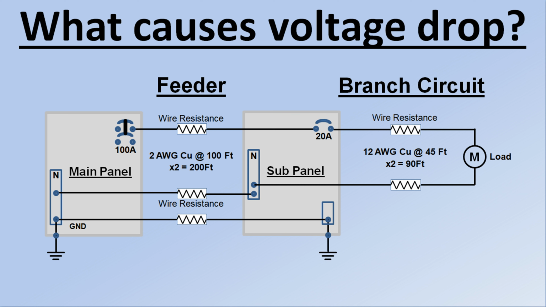So what causes voltage drop? There's no such thing as perfect conductors to wire our electrical power circuits with. Copper and aluminum are very good conductors, but they have some resistance.